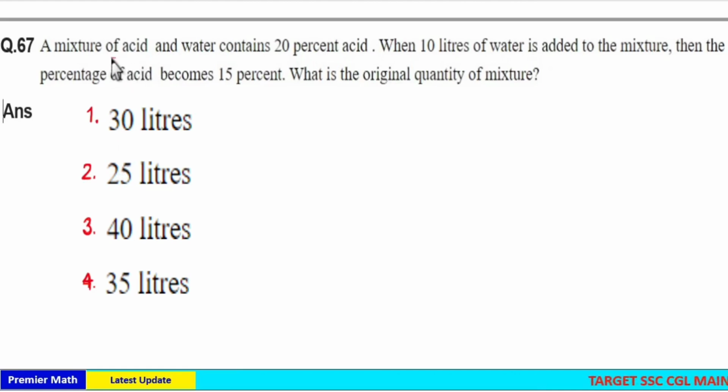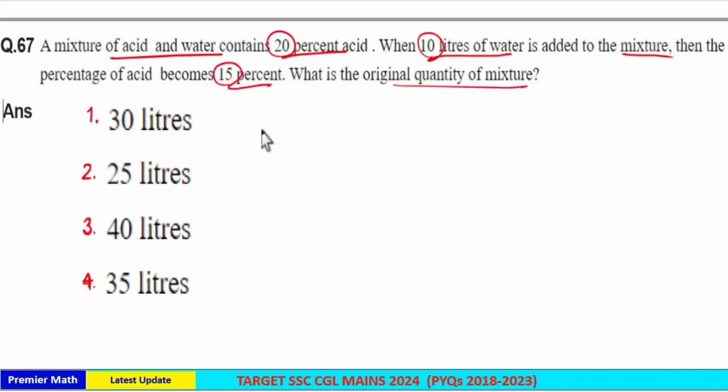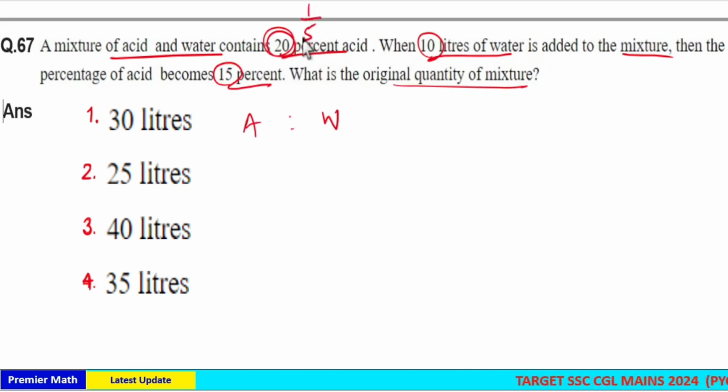A mixture of acid and water contains 20% acid. When 10 liters of water is added to the mixture, the percentage of acid becomes 15%. What is the original quantity of the mixture? Here the acid-water mixture contains 20% acid. 20% means 20 by 100, which is 1 by 5. 1 part acid out of 5 parts mixture means 5 minus 1, 4 parts is the water part. Total 1 plus 4, 5 parts mixture.